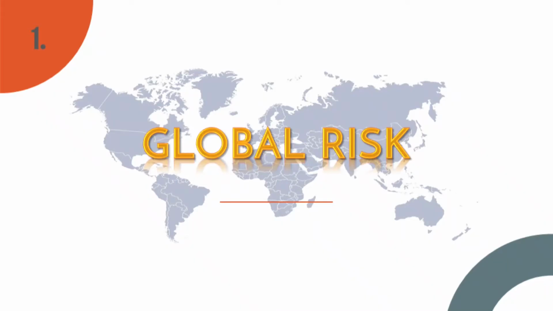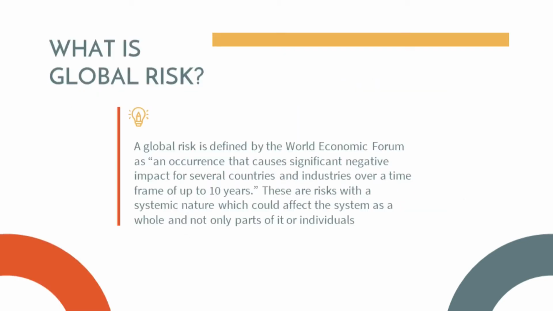Okay, today I will start the presentation with the subtopic of global risk. What is global risk? A global risk is defined by the World Economic Forum as an occurrence that causes significant negative impact for several countries and industries over a time frame of up to 10 years. These are risks with a systemic nature which could affect the system as a whole and not only parts of it or individuals.